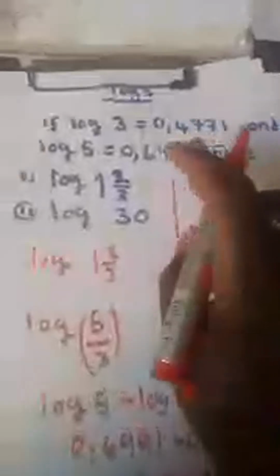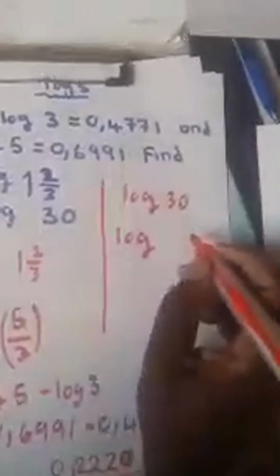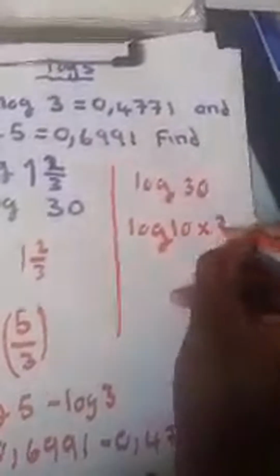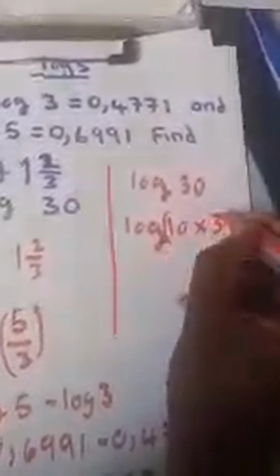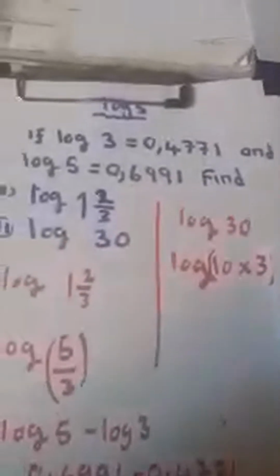Right, so log 30, guys. Log 30 is equal to, here we have log 3 and log 5. So we want to create log 30. So log 30, we are going to say it's log 10 multiplied by log 3. And someone is asking, how do we get log 10? You should always take into consideration that log 10 is 1.00. In order to get log 30, we're going to multiply 10 times 3.